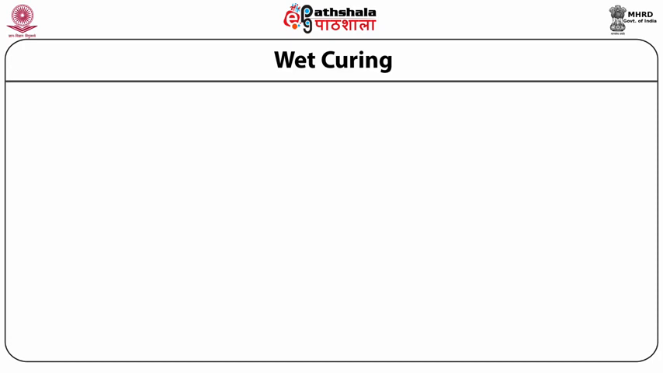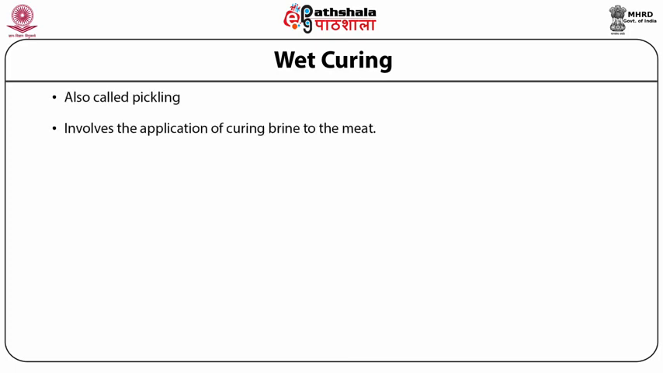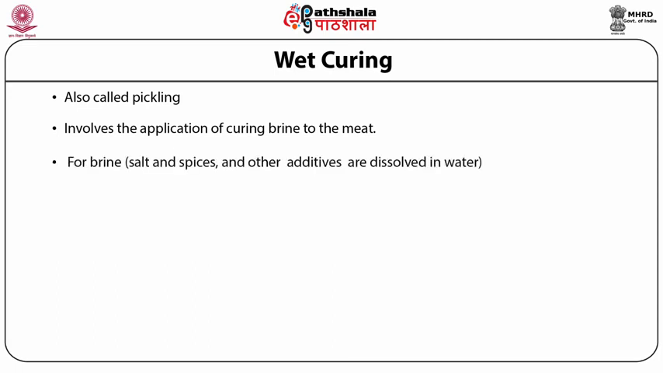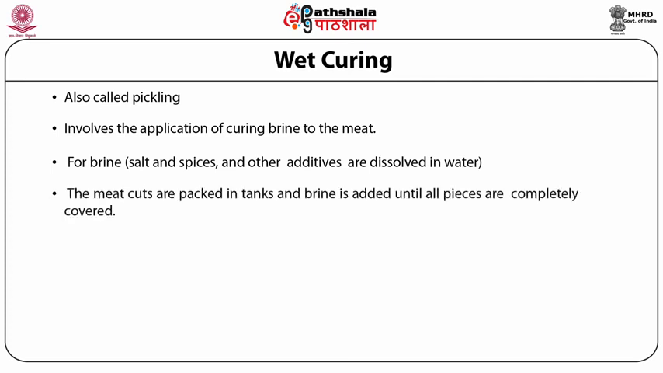The second method of curing meat pieces is wet curing. It's also called pickling, which involves application of curing brine to the meat. For the manufacture of the brine, curing salt and spices and other additives, if required, are dissolved in water. The meat cuts are packed in tanks and brine is added until all pieces are completely covered.